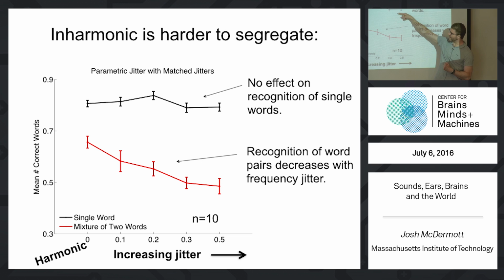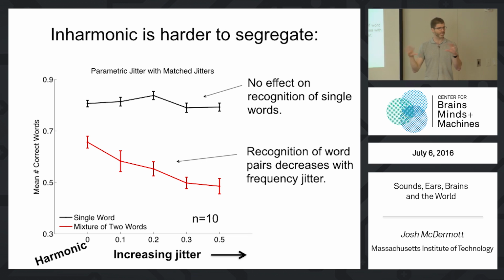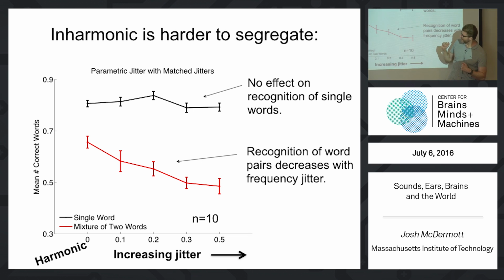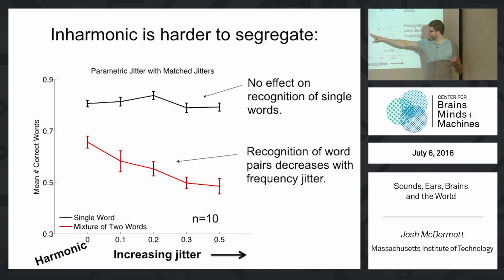The black line is what happens if you just present a single word in isolation. And when you present a single word in isolation, there's really no effect of the inharmonicity. Hopefully that was pretty apparent to you in listening to that example, that when you just hear one of these things, you can understand what the person's saying without any problem. But when we present pairs of concurrent words, things behave pretty differently. When the speech is harmonic, people are not perfect, but they're getting something right like 65% of the time. And then as you increase the jitter, they get worse, and then it kind of bottoms out.